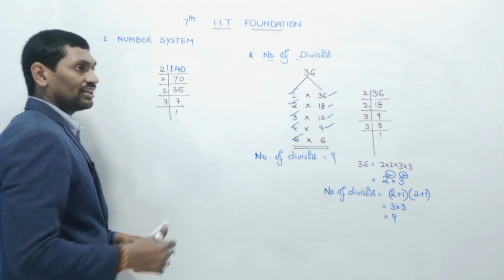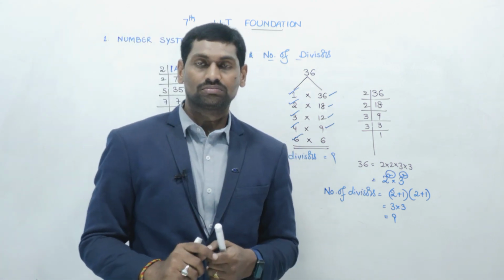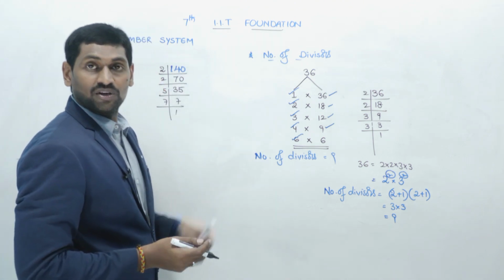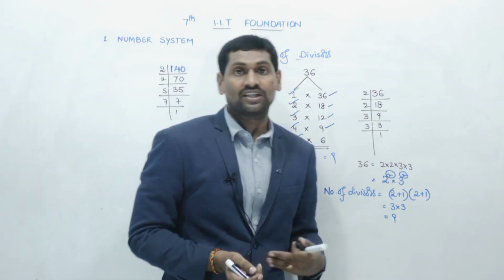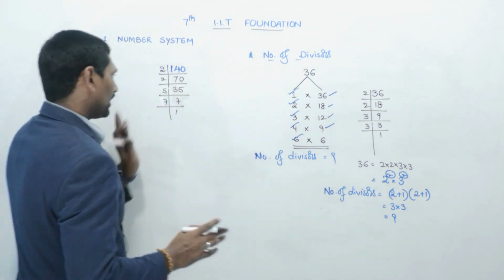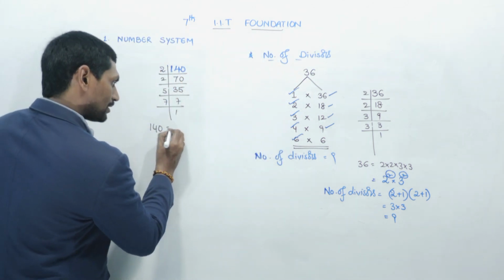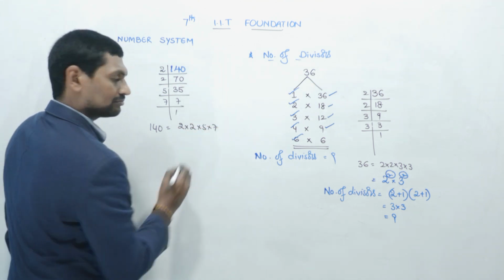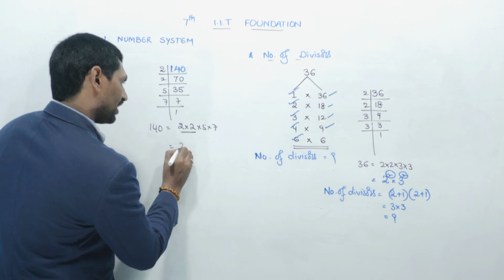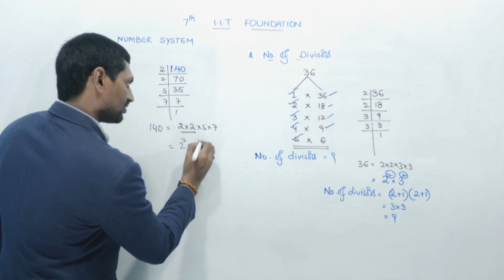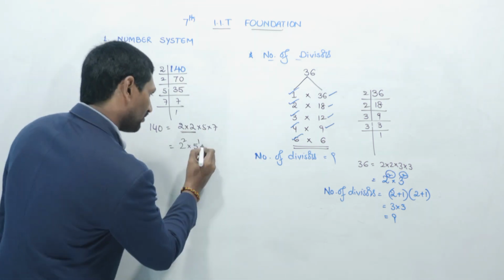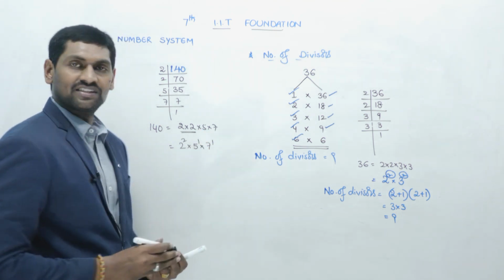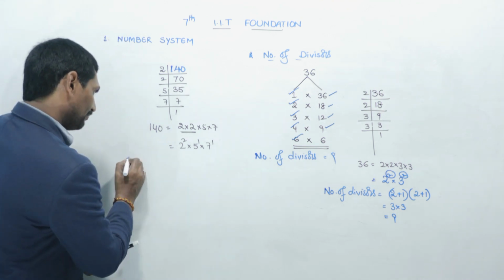But while checking 140 the regular way, you would have to go up to the 10 table also, am I right? Because 10 14s are 140. Checking 1 table, 2 table, 3 table, every table is a time-taking process for us. So directly by prime factorization, 140 can be expressed as 2 into 2 into 5 into 7. These 2s we can write as 2 square. Now 5 is present only 1 time, 5 power 1, and 7 is also present 1 time, 7 power 1. There are 3 prime factors.